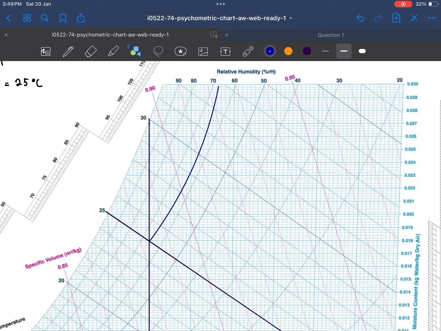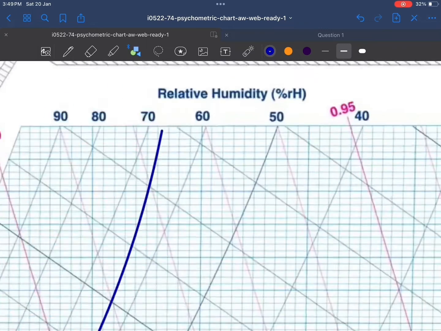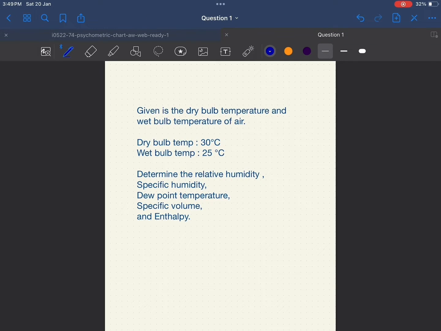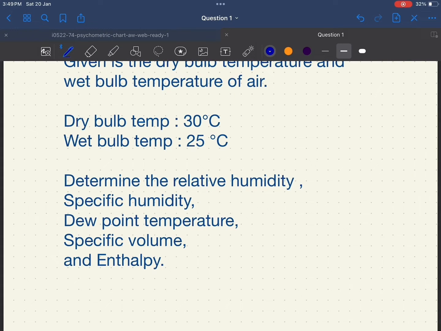Okay, and we get for the relative humidity 64, 66, 68, and then the line is at 67. That is our relative humidity, 67%.